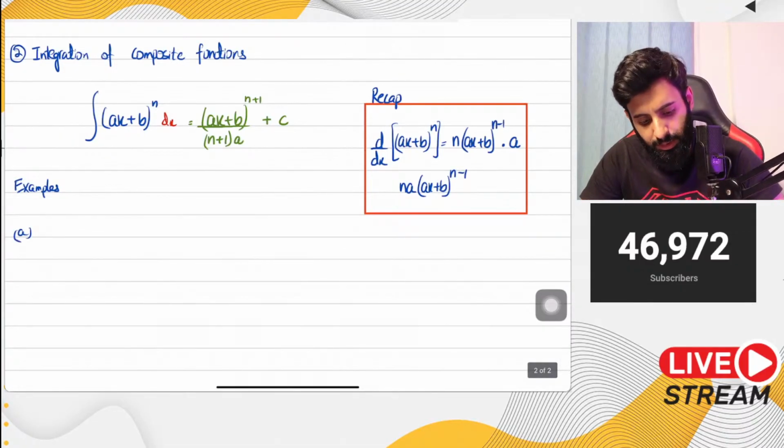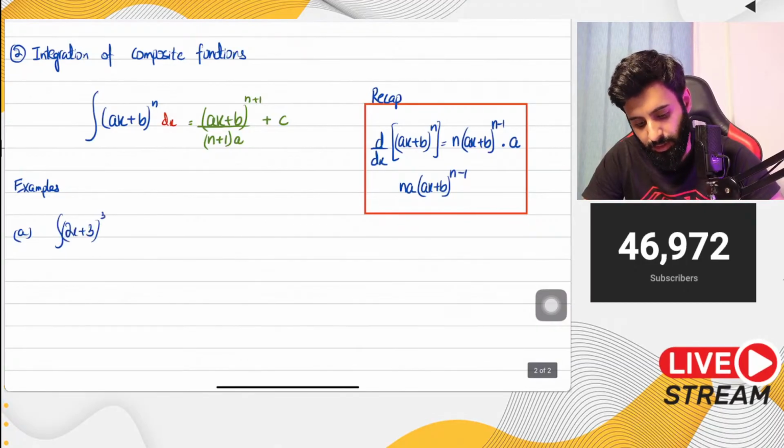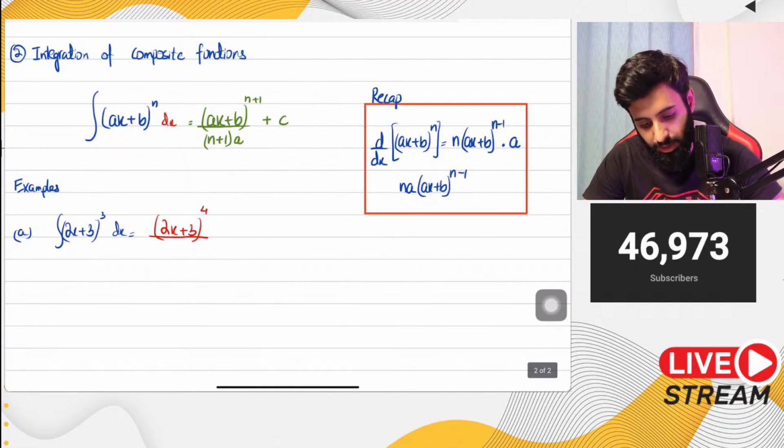Now let's do a few examples. Let's say you have to integrate 2x plus 3, the whole thing to the power of 3, with respect to x. So first step, you add 1 to the power, 2x plus 3. So 3 plus 1 is 4. Divide by the new power, which is 4. Also divide by the differential of the bracket, which is going to be 2.